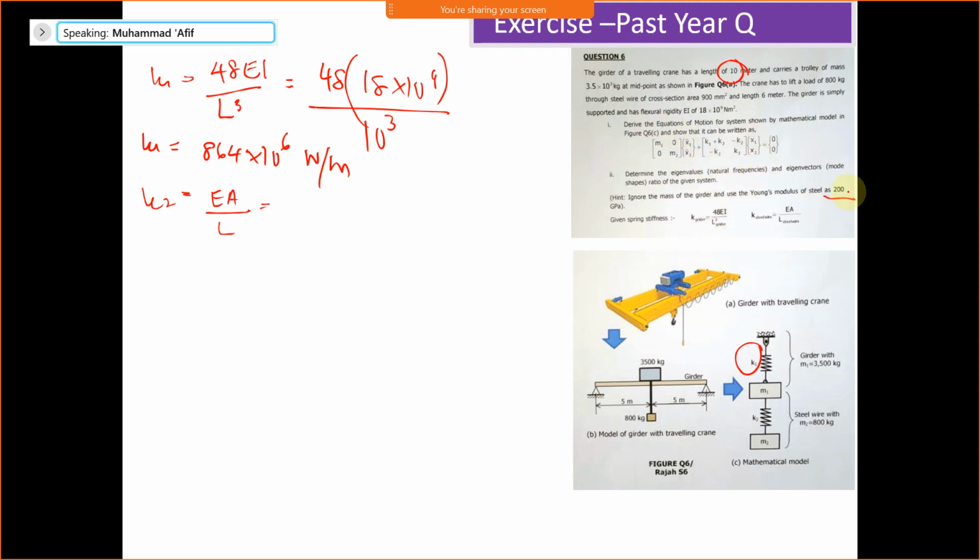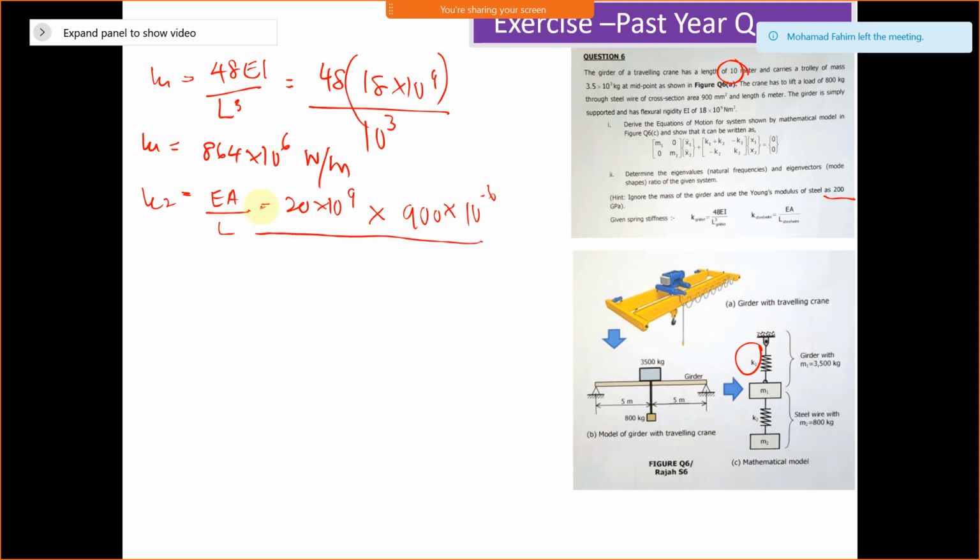This one, 200 times 10 to the power of 6. Sorry, 9 times A. A is the cross section, 900. So 900 millimeter squared convert to meter, times 10 to the power of negative 6, over L is 6. Then we get K2 will be 3 times 10 to the power 7 Newton per meter. So once kita dah dapat K1, K2, then masukkan nilai.